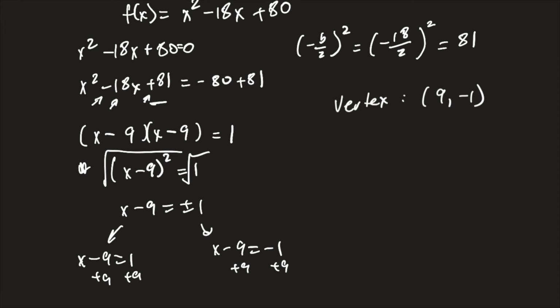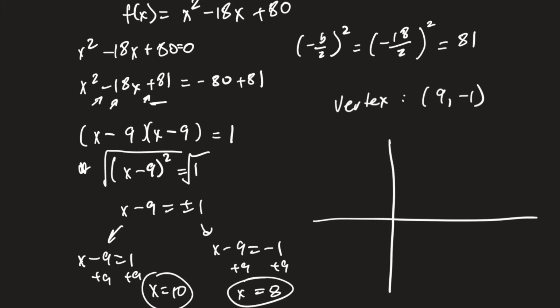I have x is equal to 10, and the other one, x is equal to 8, with vertex of 9 comma negative 1. That will give me a pretty good idea of what my graph is going to look like. The only other thing you may want to do is to find the y-intercept, which in this case will be 80. Because if I plug in a 0 for x, I'm going to have 0 comma 80, which I will not be graphing. I'm going to run out of room here.